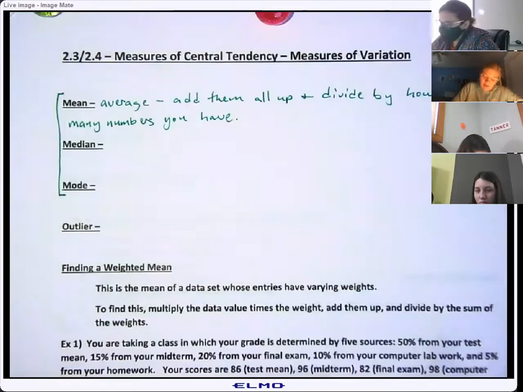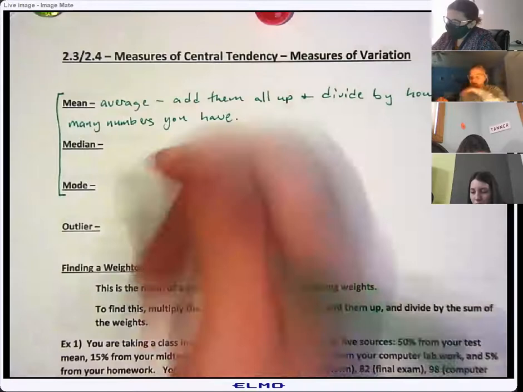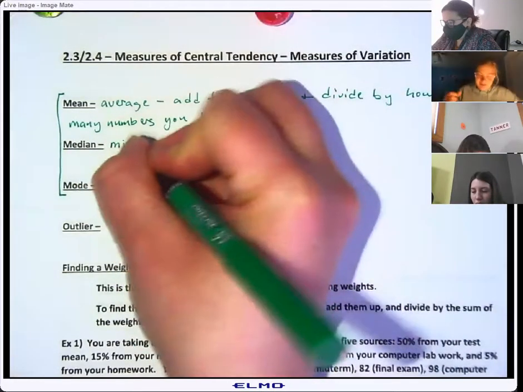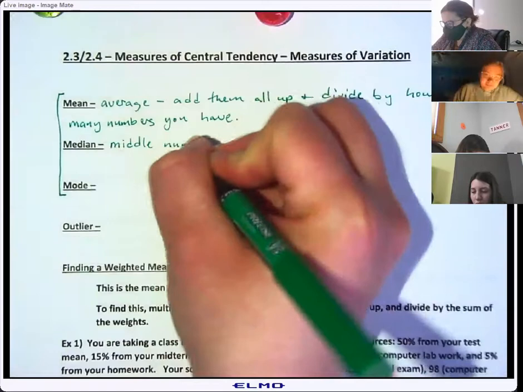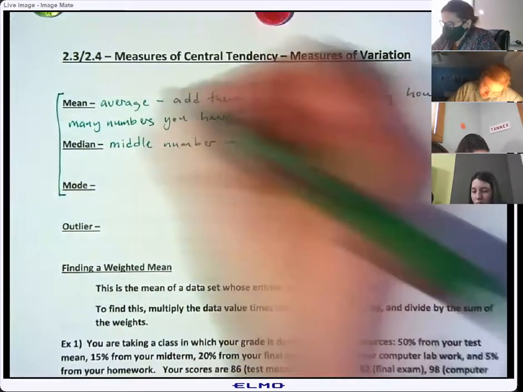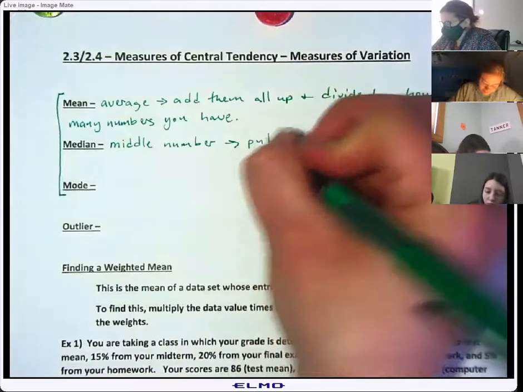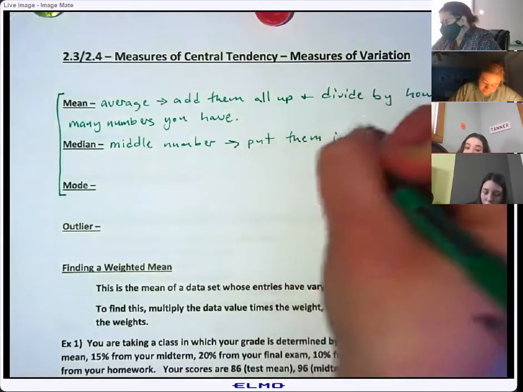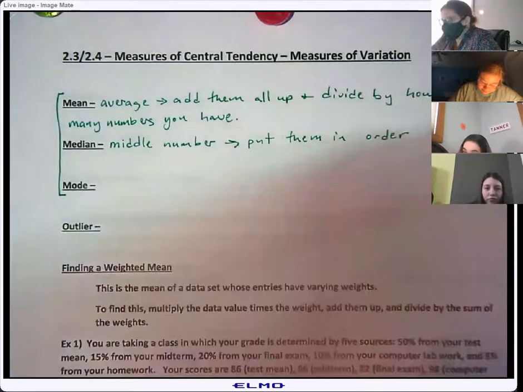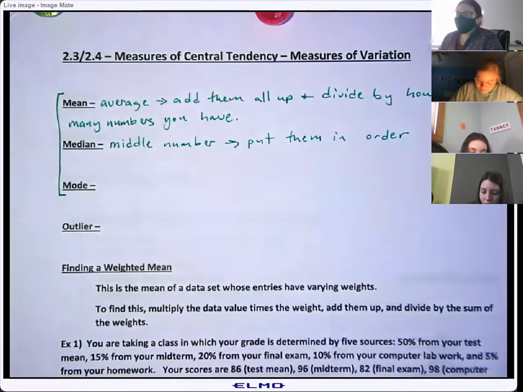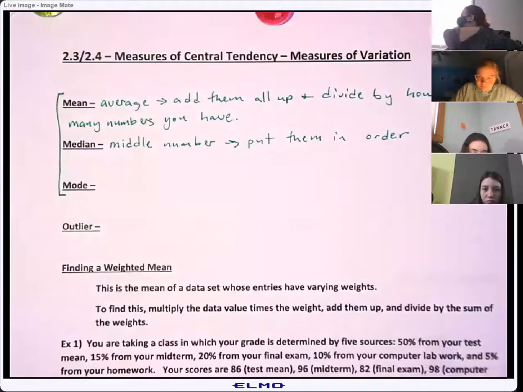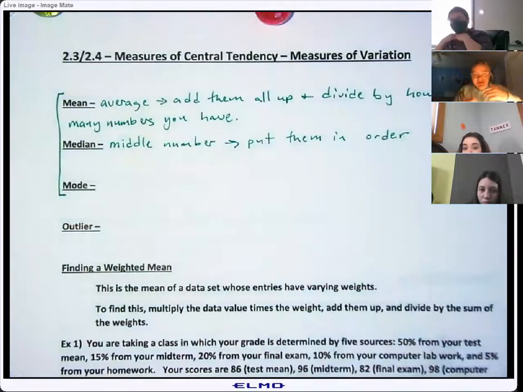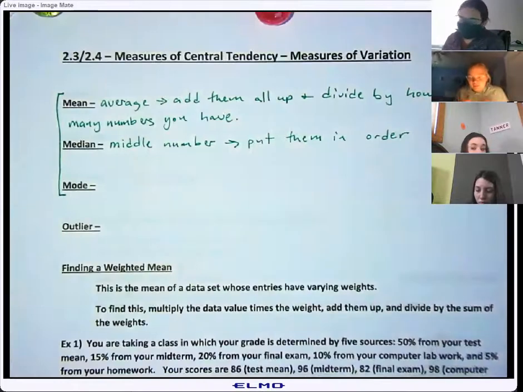Median, Megan? It's where you start on the outside and then line them up in a row, line all your data up in numerical order, and then you cross out and try to get to the middle. Right. So we're trying to get to the middle number. So you have to put them in order. What if there's two numbers in the middle, Megan? Then you would add them and divide it by two. Yep. Good. Just basically go halfway between them. And if you can't figure it out in your head, just use an average.